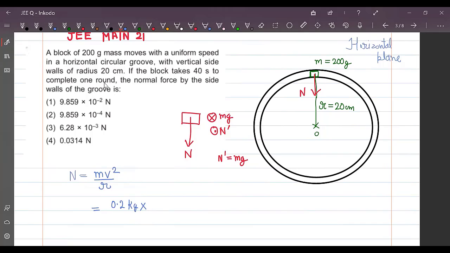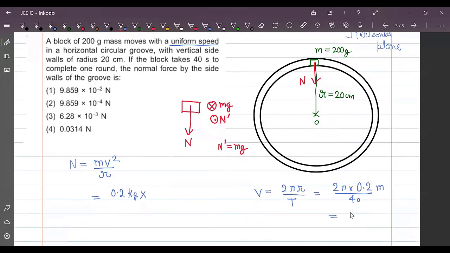Speed is not known, but what we know is that it takes 40 seconds to complete one revolution. So the speed is uniform. So I can write v is equal to 2 pi r divided by time taken for one revolution. So that is 2 pi, radius is 20 centimeters, so 0.2 meter, and time taken is 40 seconds. So that will give me pi into 0.01. This is the speed, meter per second.